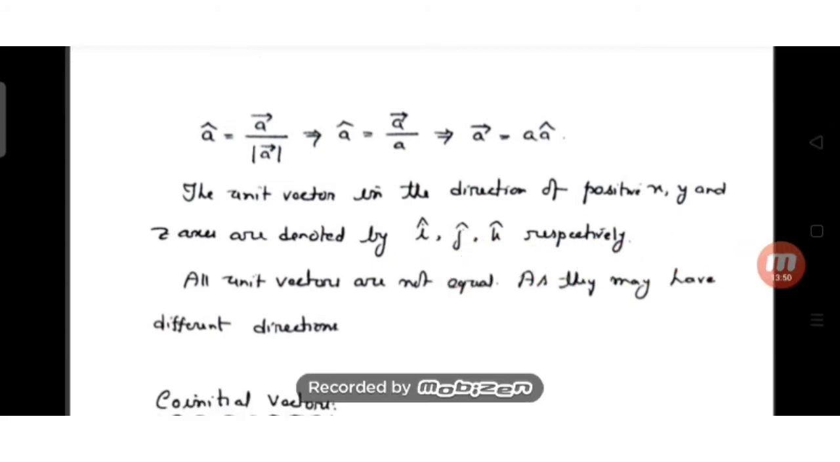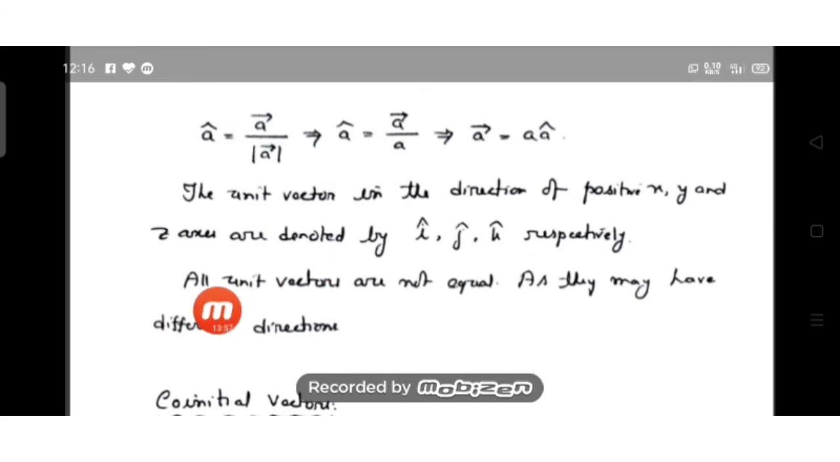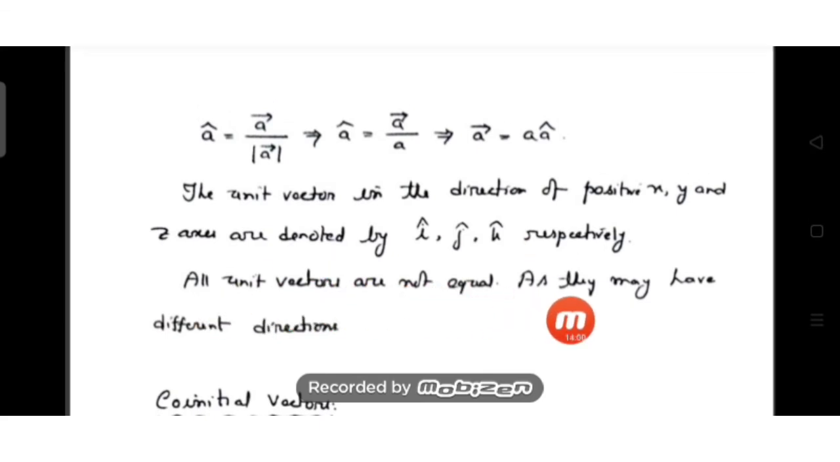Okay, and here's one more thing. As in the case of the zero vector, all zero vectors are equal, but all unit vectors are not equal. And why not equal? As they may have different directions.